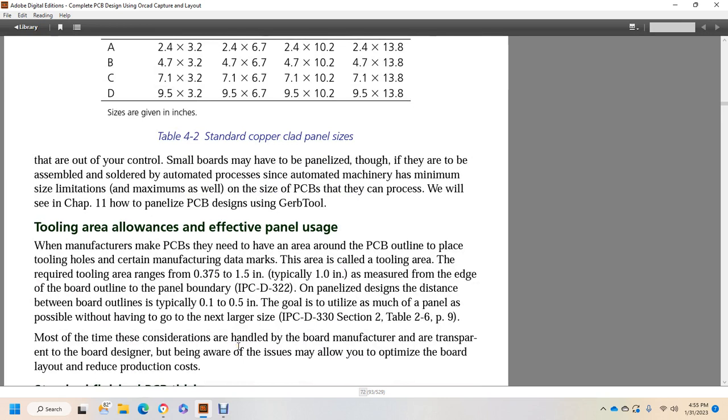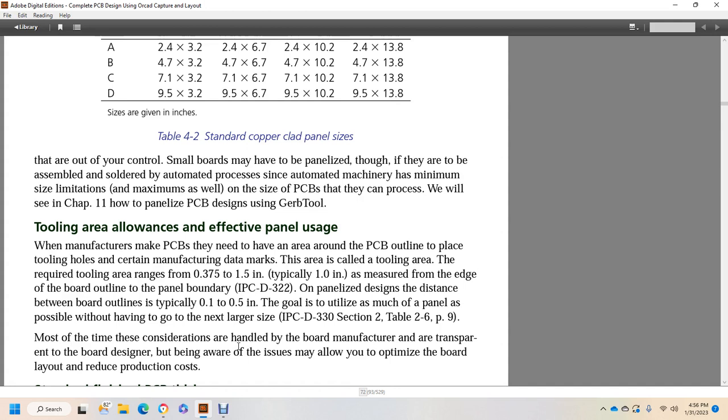Tooling area and allowance affect the panel used when the manufacturer makes the PCB. You need to have the area around the PCB outline, plated with the tooling holes, the grade, the manufacturer data mark, and the date code. The required tooling area ranges from 0.375 to 1.5 inches, typically 1 inch. This is measured from the edge of the board outline panel, per IPC D32. With the panelized design, the distance between the boards is typically from 0.1 to 0.5 inch. The goal is to utilize as much of the panel as possible without having to go to the next larger size. IPC D33, section 2, table 2.6, page 9.